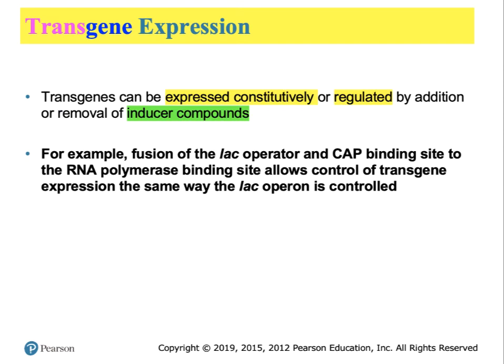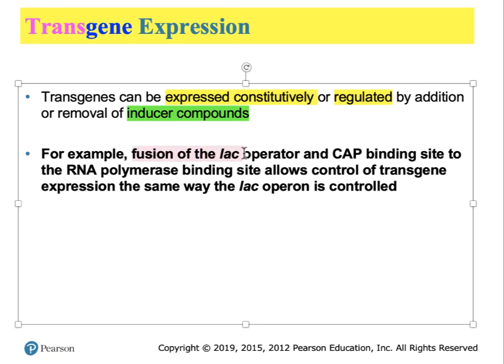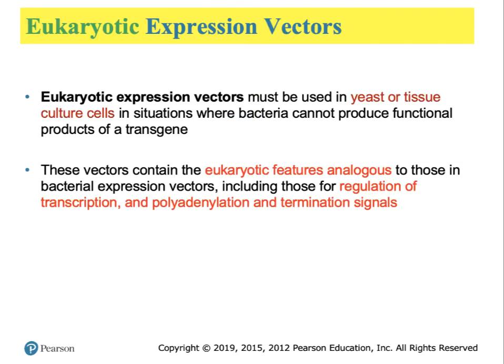If the appropriate promoter or enhancer regions are included, then we can induce the expression of the gene in the host by using inducer molecules or inducer compounds, or we can have it expressed all the time, constitutively. In one classic setup, we are able to fuse the LAC operator, the CAP binding site, and the RNA binding site to control the activity of the transgene in the same manner as we would the natural LAC operon, using lactose and glucose.